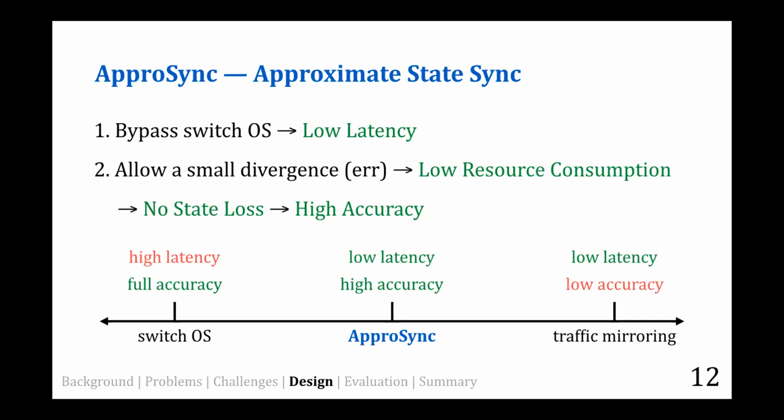Motivated by our observation, we propose ApproSync that offers approximate state synchronization. The design of ApproSync bypasses the switch OS to achieve low latency. Also, it allows a small but acceptable state divergence. That's to say, it permits a small but bounded error in state synchronization. Doing so will alleviate the resource overhead incurred by transferring states and avoid state loss. First, ApproSync can achieve both low latency and high accuracy.